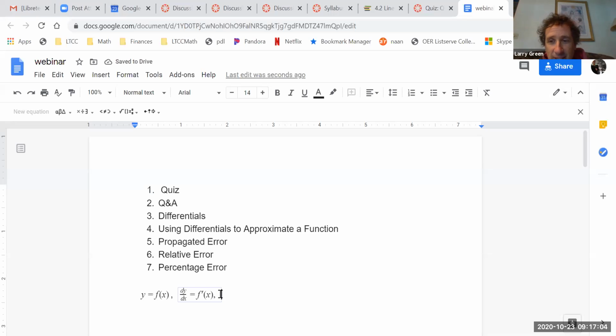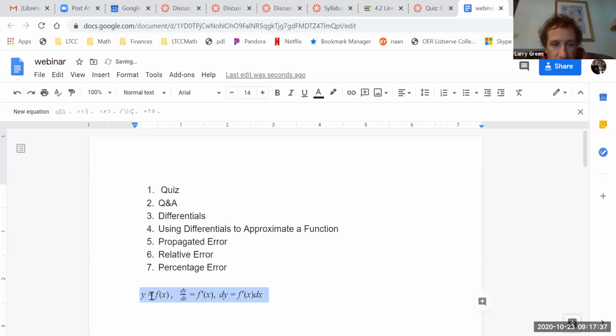And then you see all jumping in. It's easy. Yeah, we multiply by, what do we multiply by? Not by 7. Yeah, we multiply by dx. So we could say that dy is equal to f prime of x dx. And I'm going to make that bigger because it's important.